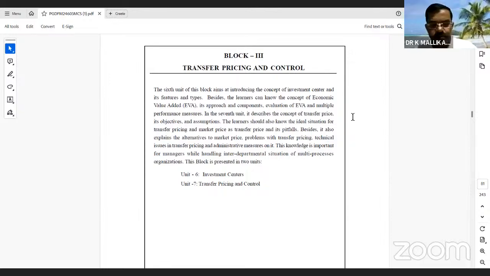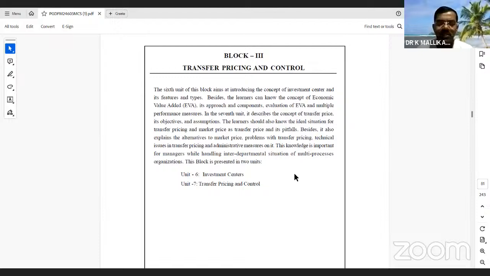Today we are going to discuss block three under management and management control system. Under block three, there are two units. One is investment center. The second one is transfer pricing control.